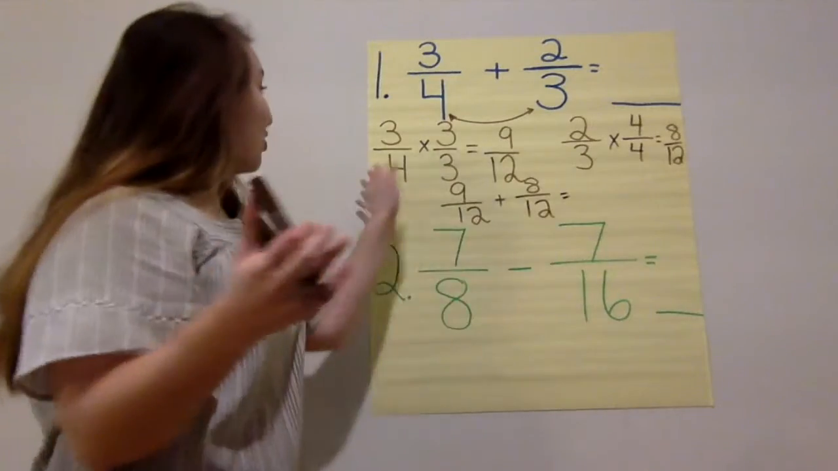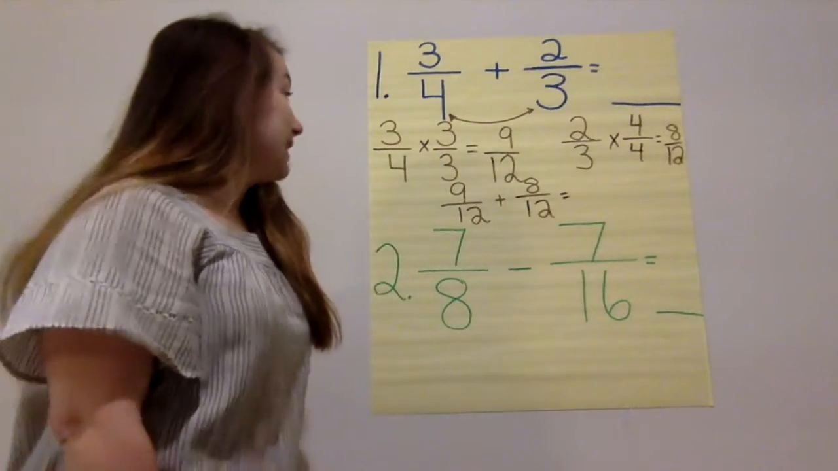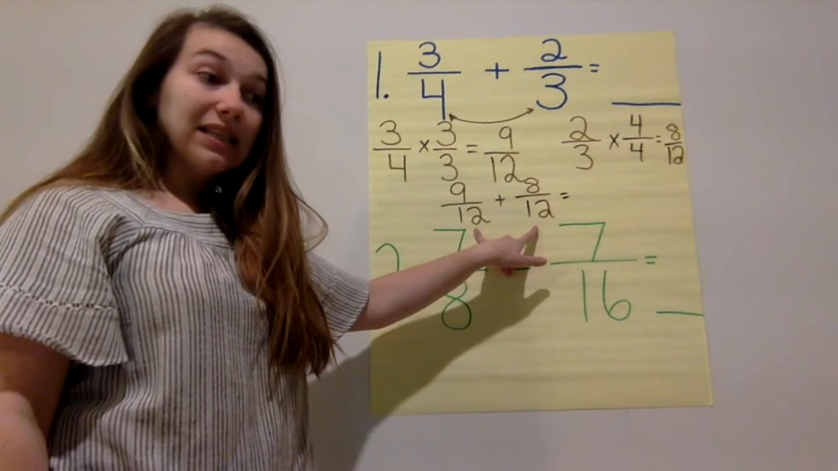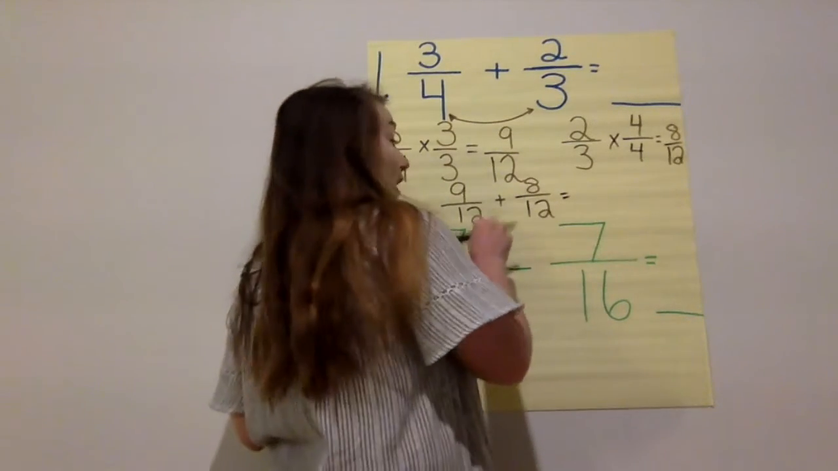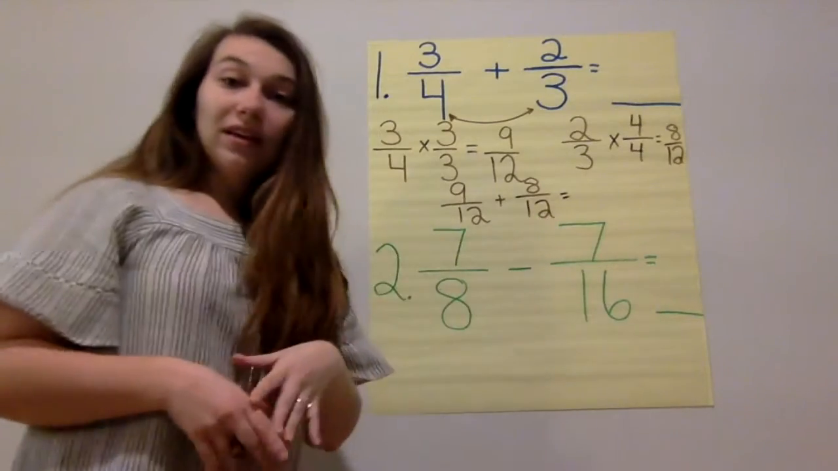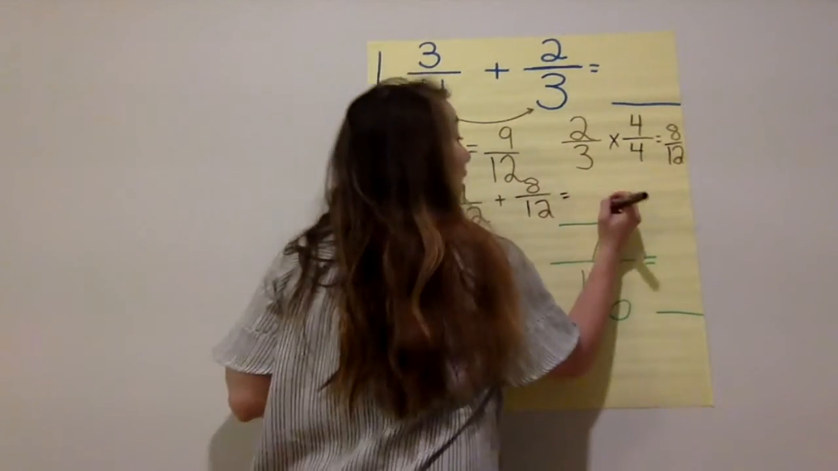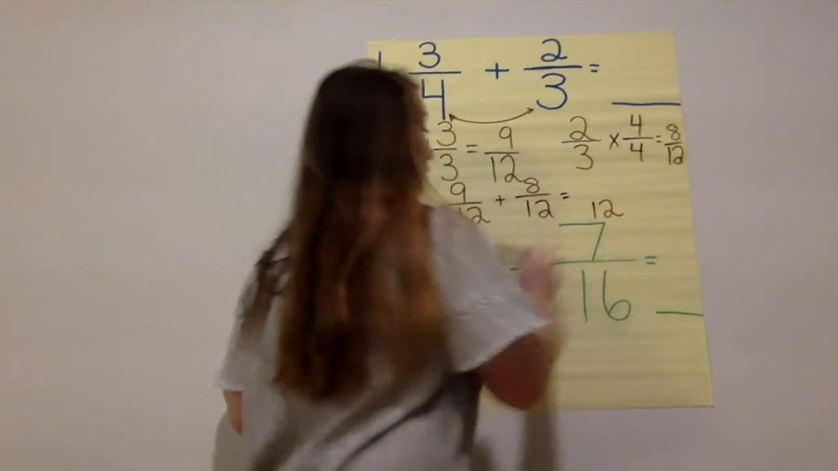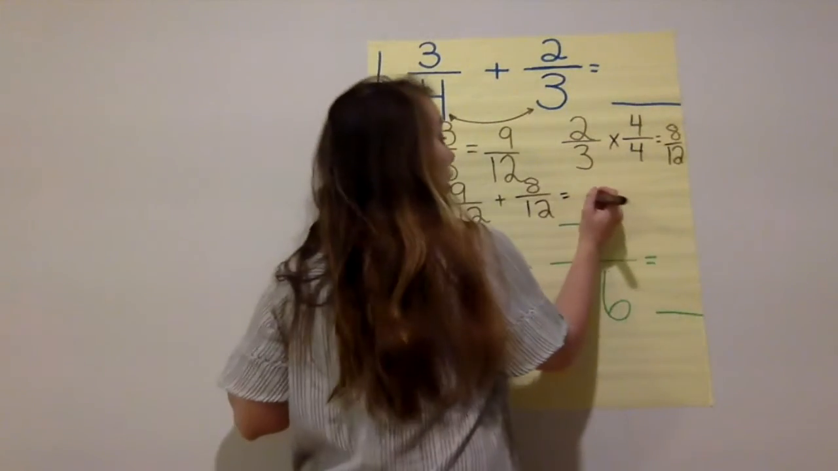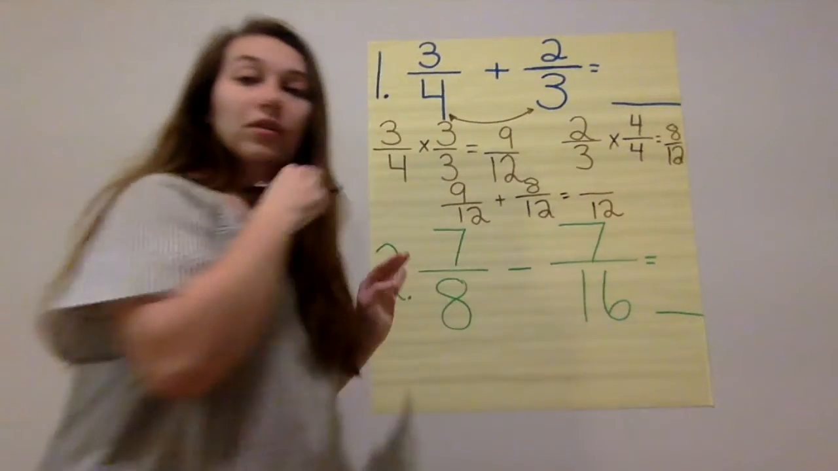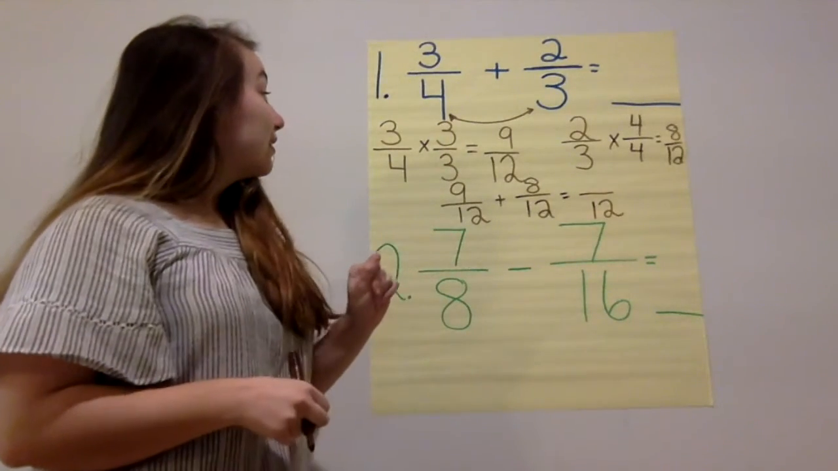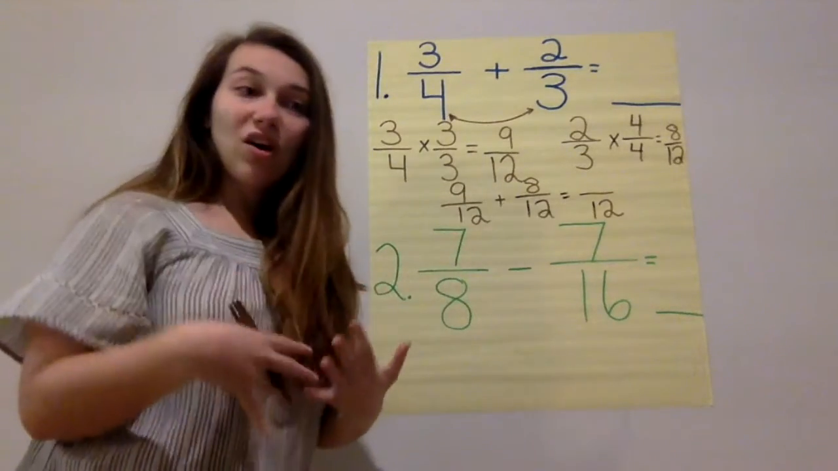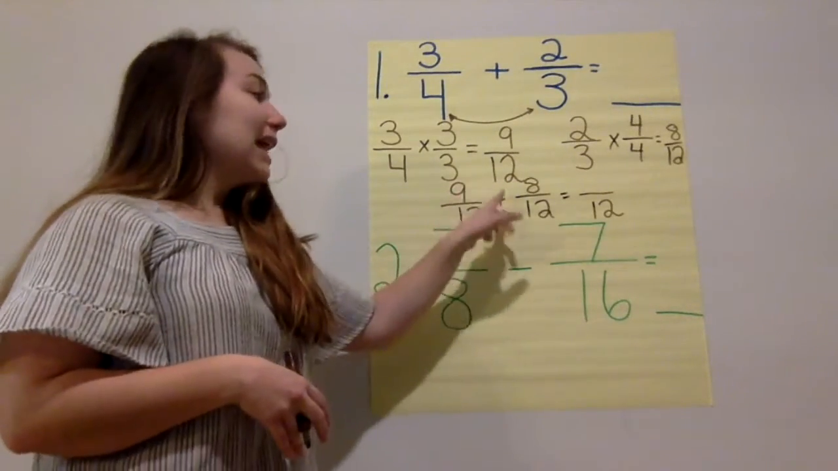All right, so we went through the hard part. Now this part's pretty easy. Whenever we're adding, the denominator stays the same. So we're not going to do 12 plus 12. Instead, we're just going to carry that 12 over. And that's going to stay our denominator. Next, we are going to do 9 plus 8. This time we are adding together. So what's 9 plus 8?